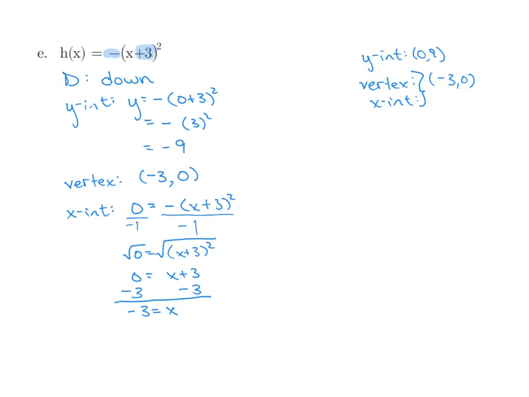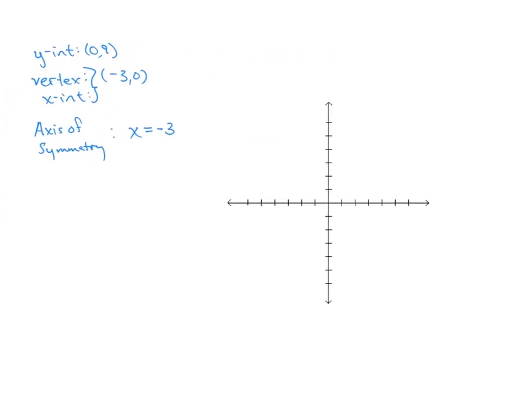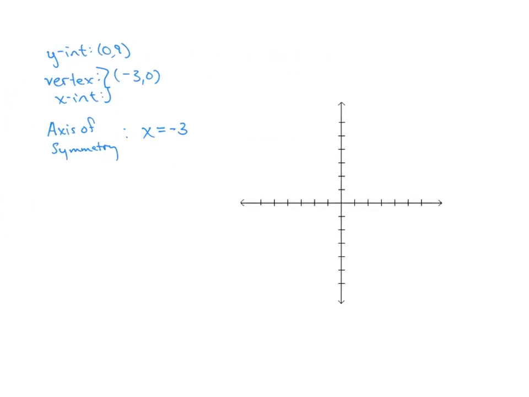Okay, so let's see here. We also have axis of symmetry. Remember that this is a vertical line going through the vertex, so we want to keep the x-coordinate of our vertex. We get x equals negative 3. Okay, so let's go ahead and graph what we have.